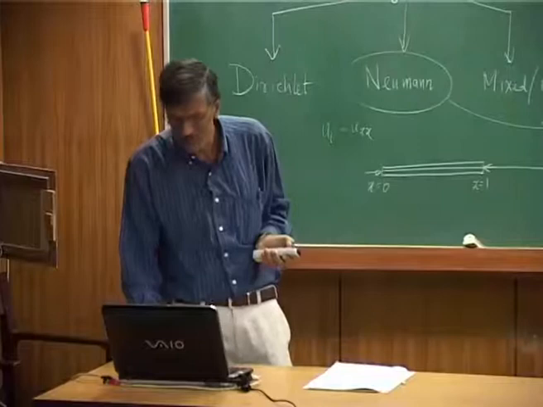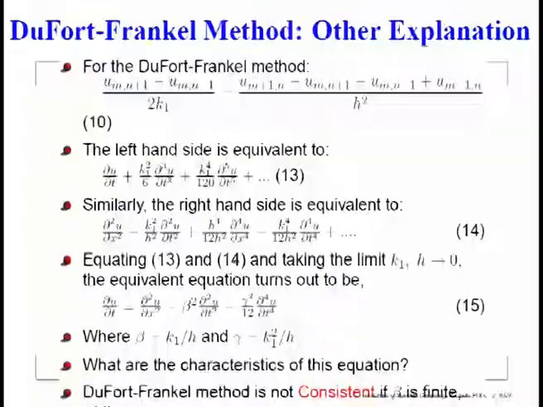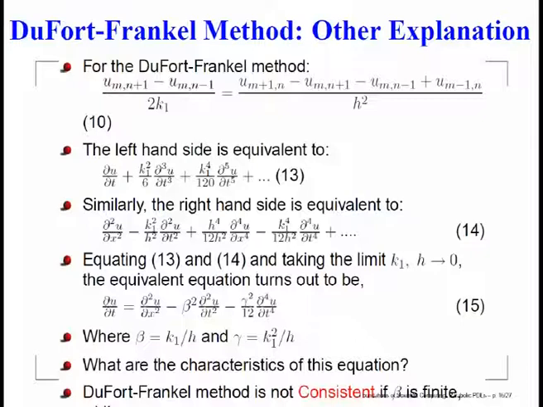So, this is something that we should always keep remembering. Look, we can also do a Taylor series and see what happens. The left hand side that we have here is nothing but del u del t plus k1 square by 6 times the third derivative, then k1 to the power 4 by 120 times the fifth derivative, and so on and so forth, and the right hand side gives you this. So, when you equate this, you get an equation of this form. What is this beta? Beta is, you can see here, k1 square by h square, so we have called it here beta square. And for the last part of the solution, if I call k1 square by h as gamma, then this part is this.